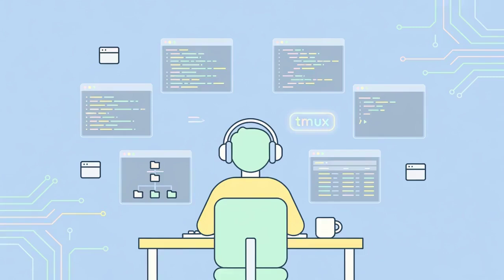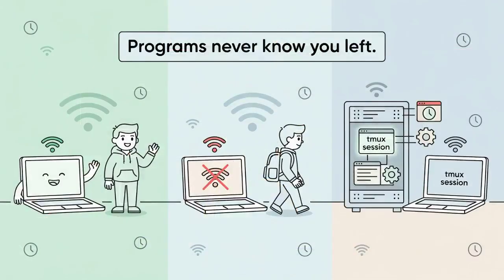tmux is a terminal multiplexer, a background server client system that lets one terminal window host many sessions at once. Instead of juggling a forest of terminal tabs, you operate a single persistent workspace that holds every project, log, and shell you need. tmux survives disconnects because the server keeps running on the host machine even when you vanish.